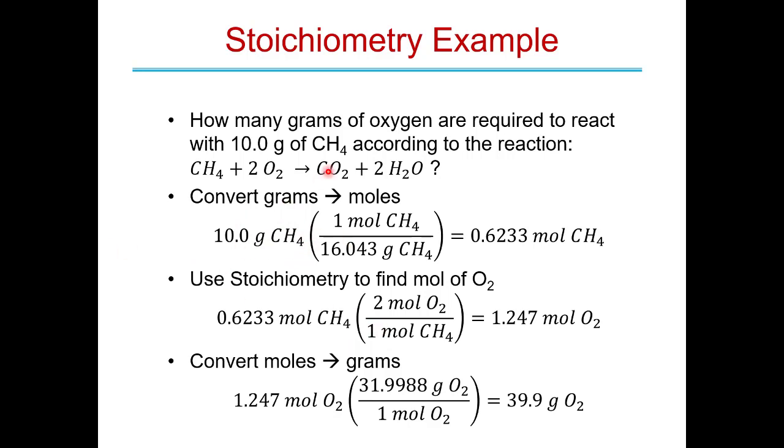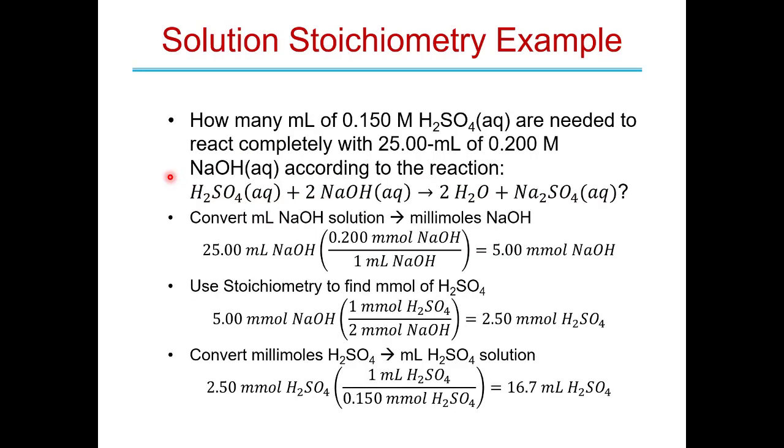Okay, so we've been able to think of things in terms of masses, but we had to go back to that sort of molecular level language of the chemical reaction. We can do the same thing when we're talking about solutions. So in this case, we have a reaction. We want to know how many milliliters of a 0.150 molar H2SO4, you'll recall that's sulfuric acid, are needed to react completely with 25 milliliters of 0.200 molar sodium hydroxide solution according to this reaction.